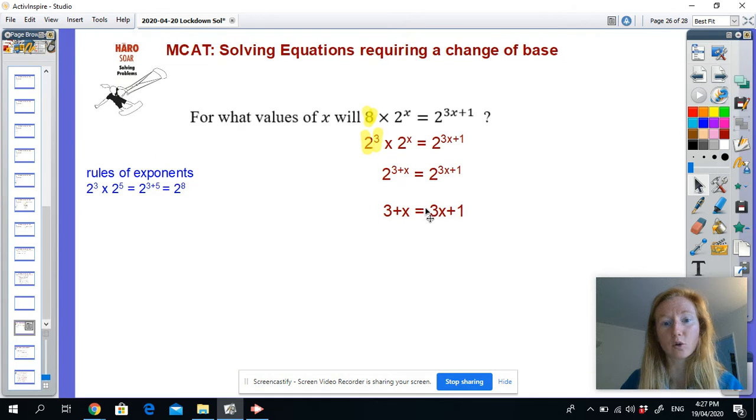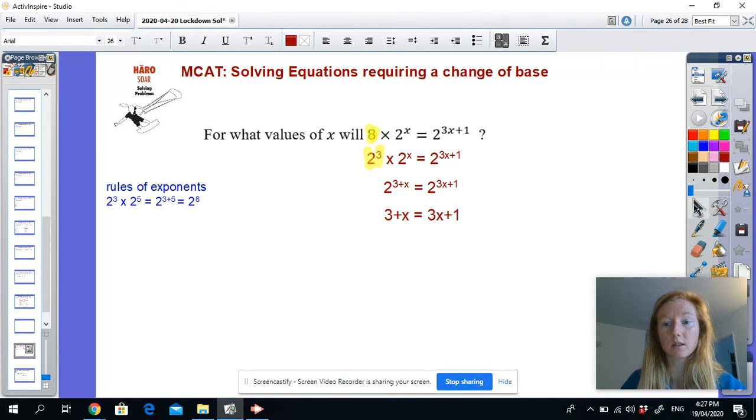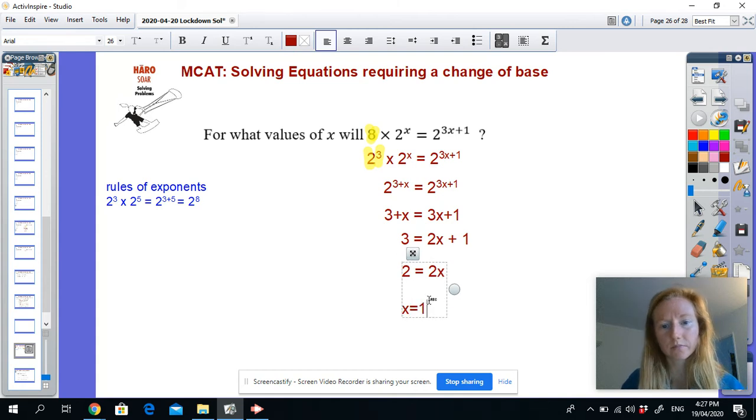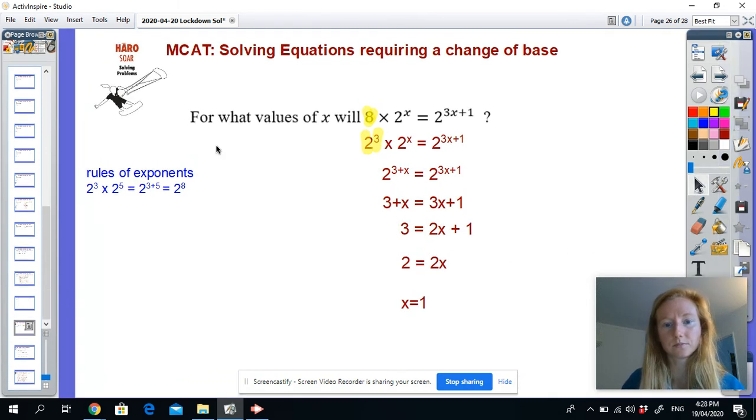And therefore, those exponents must be equal to each other. And we can solve in a linear fashion like we did before. So this is my lowest x, so I'm going to take that away from both sides. Okay. Then remove 1 from both sides. For x equals 1. To finish that off, 2 divided by 2 gives us 1.